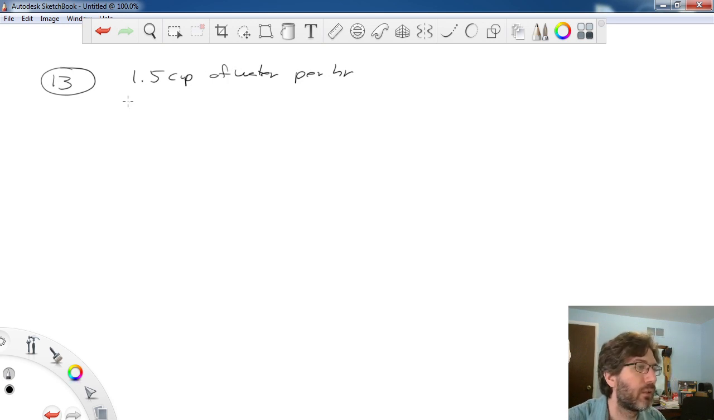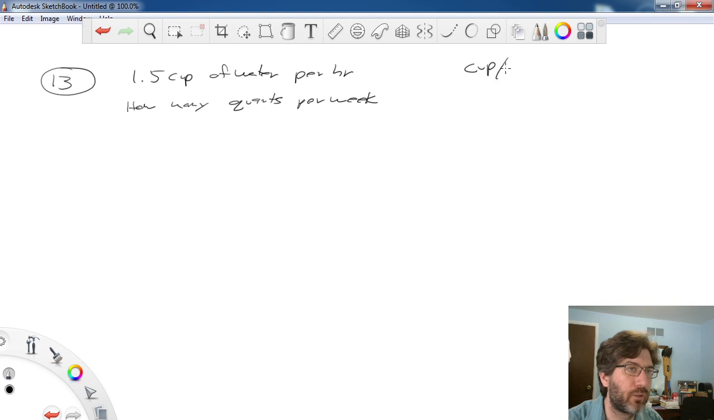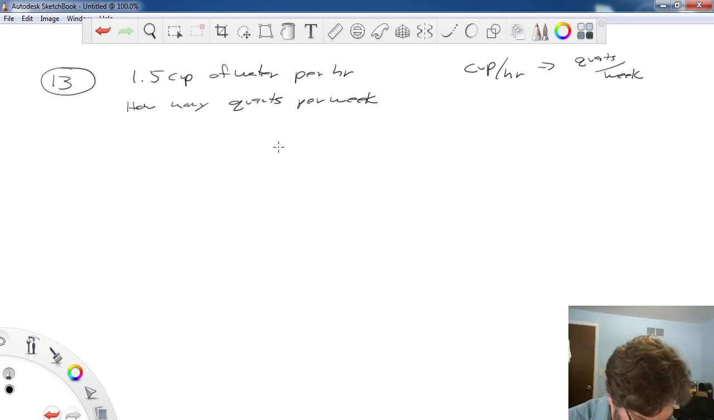Okay, how many quarts per week? So here, just looking at it, it wants you to take cups per hour and turn it into quarts per week. So we are going to have multiple things going. I didn't read careful enough. That's okay. It's not hard.